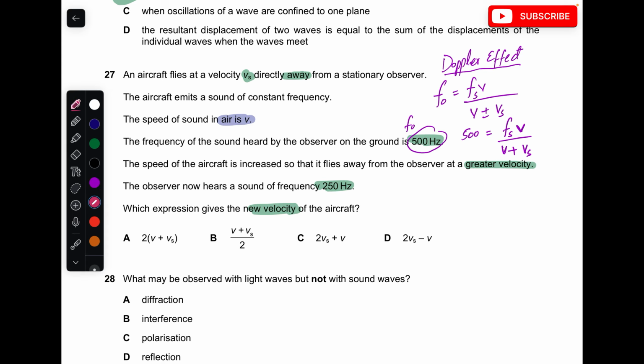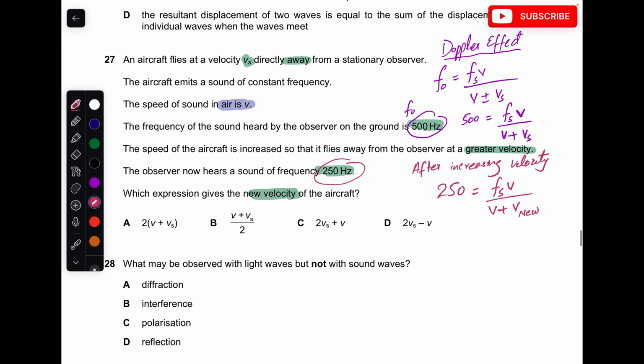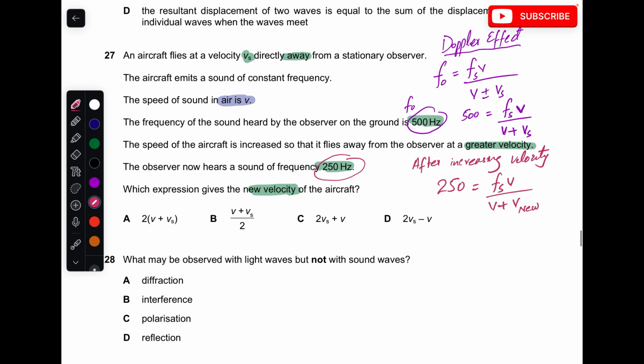After increasing the velocity, the observed frequency is now 250. I am again going to put the values in the given formula: 250 equals Fs. This Fs will remain the same, the speed of sound will remain the same, but this velocity is now changed. This is V new.